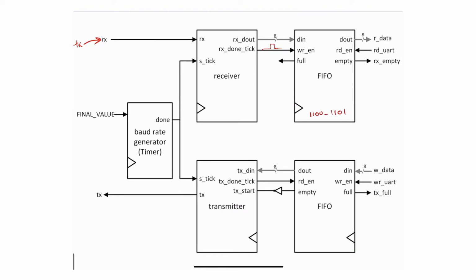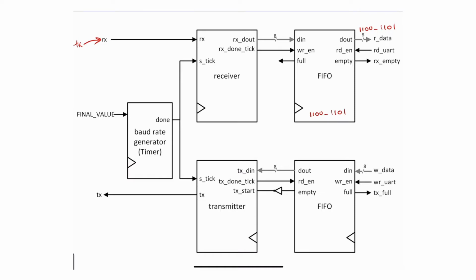Since we're assuming that we are using a first word fall through, that means this particular value will be directly available at the output of that FIFO right away. Of course, this tick in here will be available for only a short period of time that allows me to push this new value to the FIFO, and afterwards it will be done.